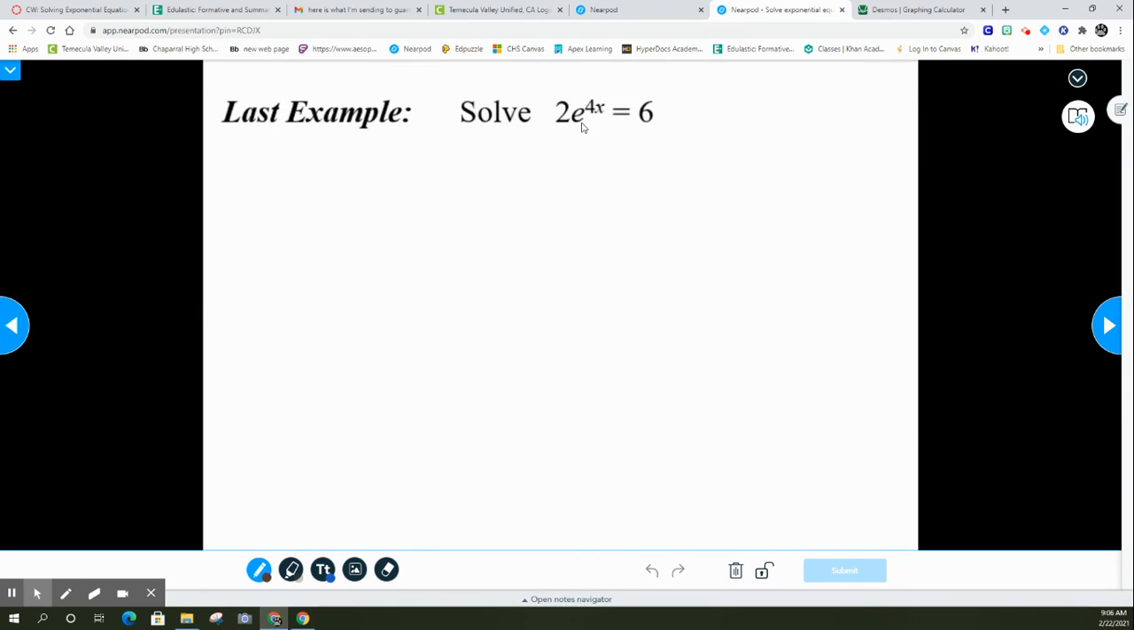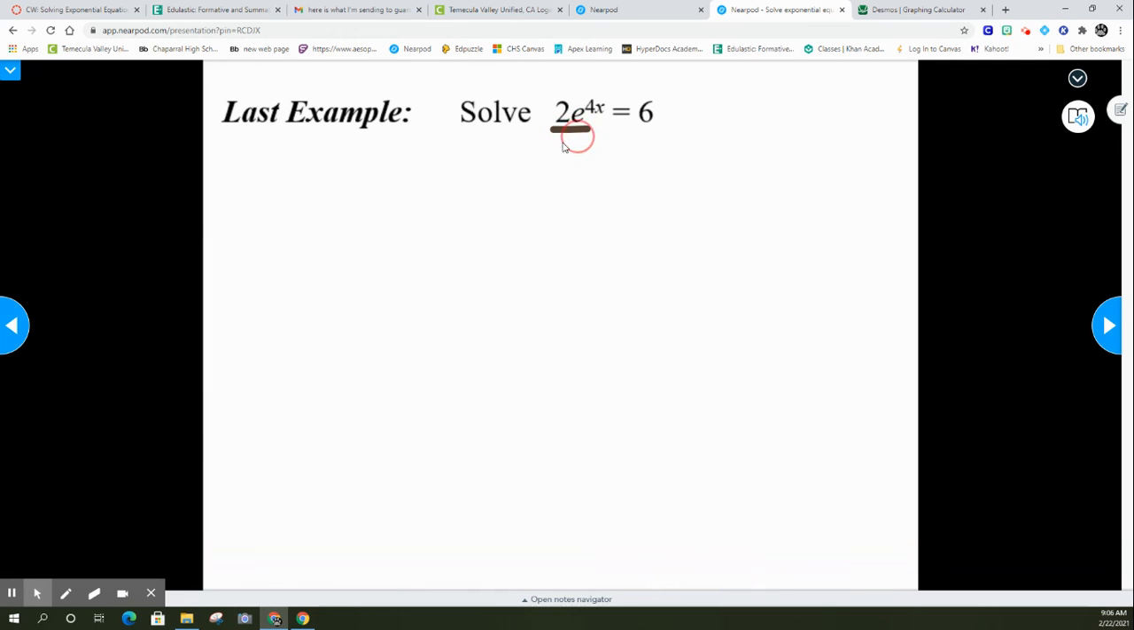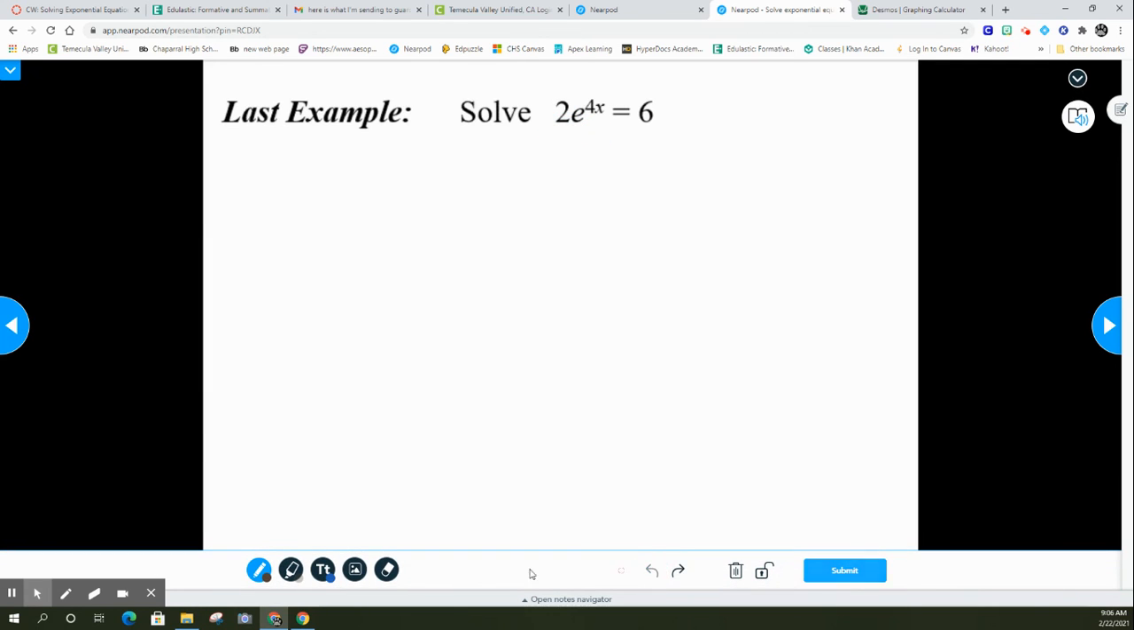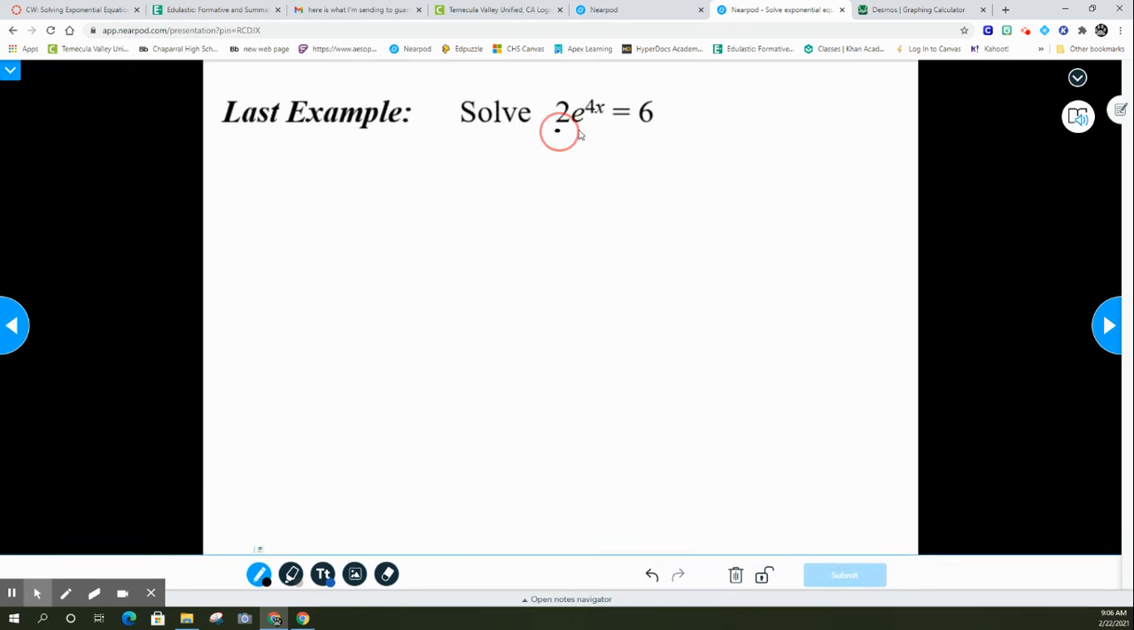Okay, so here, what do we notice? We notice it's an e. We learned last week that base e is just the natural log. So I want to get the base by itself, so I have to get rid of the 2. The first thing I'm going to do is divide both sides by 2.